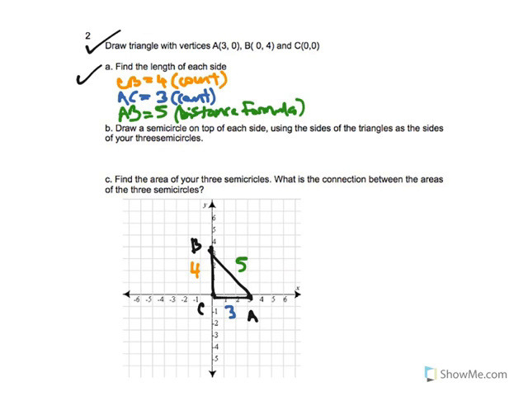Now we need to draw a semicircle. So remember what a semicircle is? Half of a circle. On top of each side, using the sides of the triangles as the sides of your 3 semicircles. So we draw a semicircle here. We draw a semicircle here. And we draw a semicircle here. Okay? Now look at these.